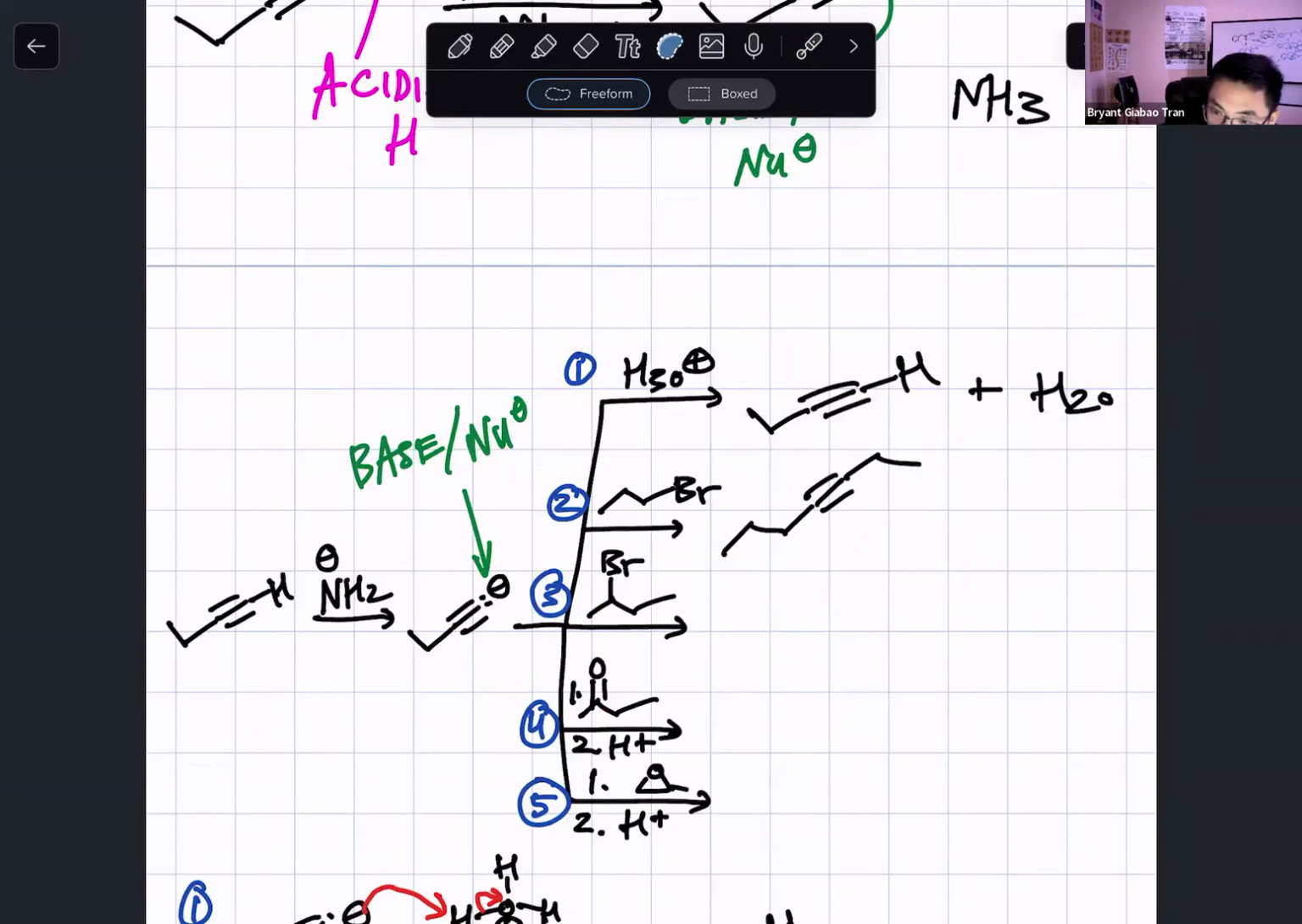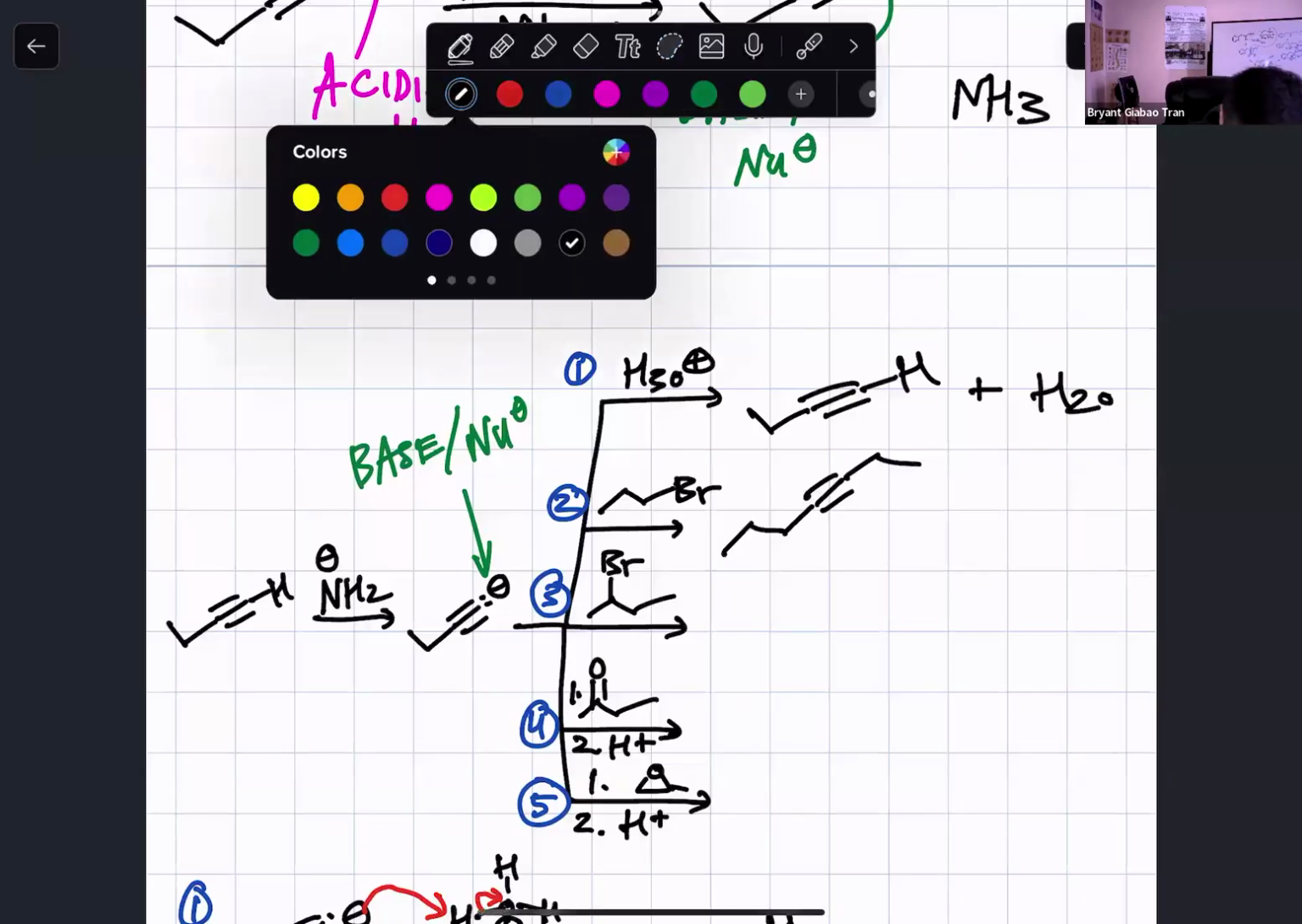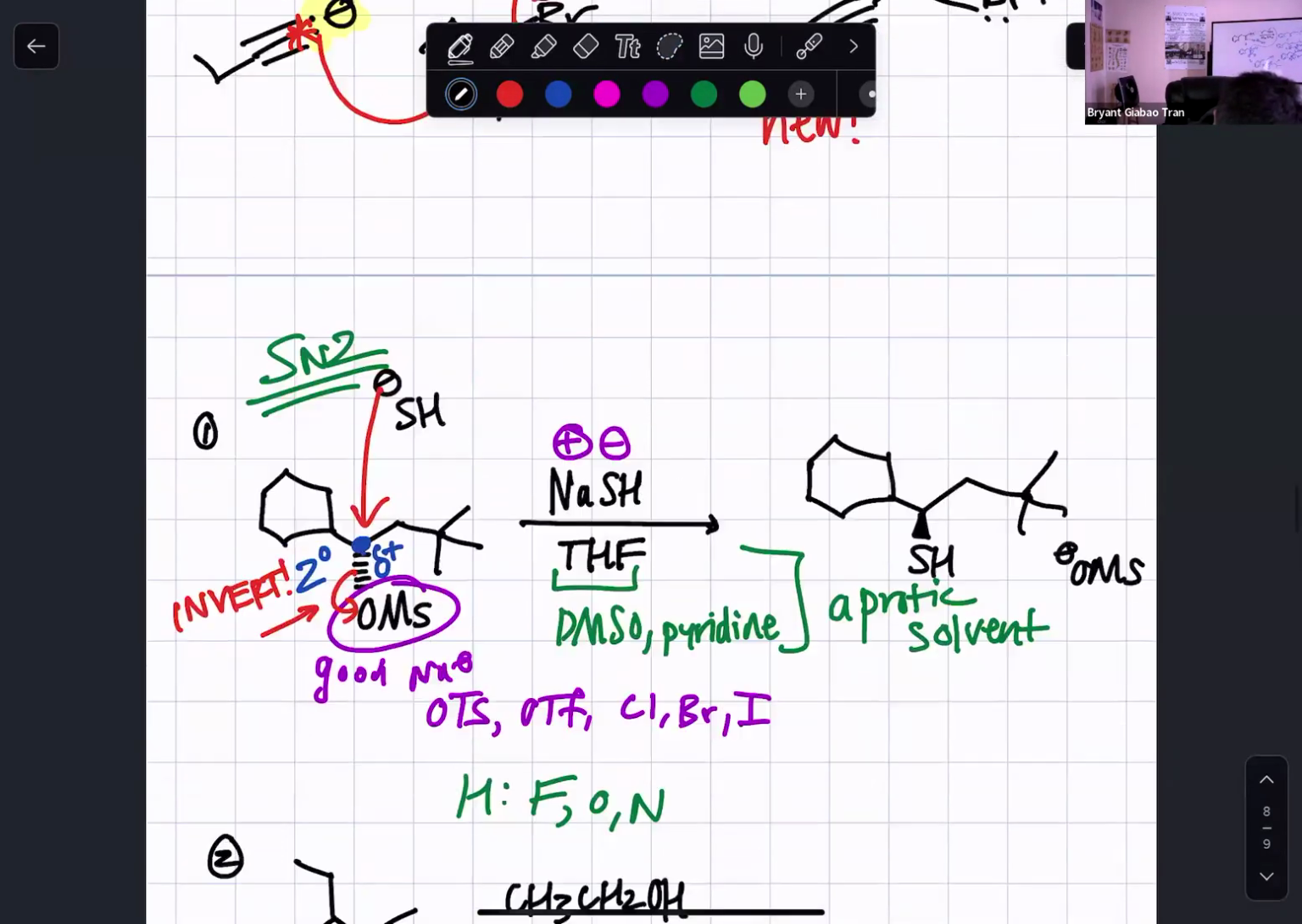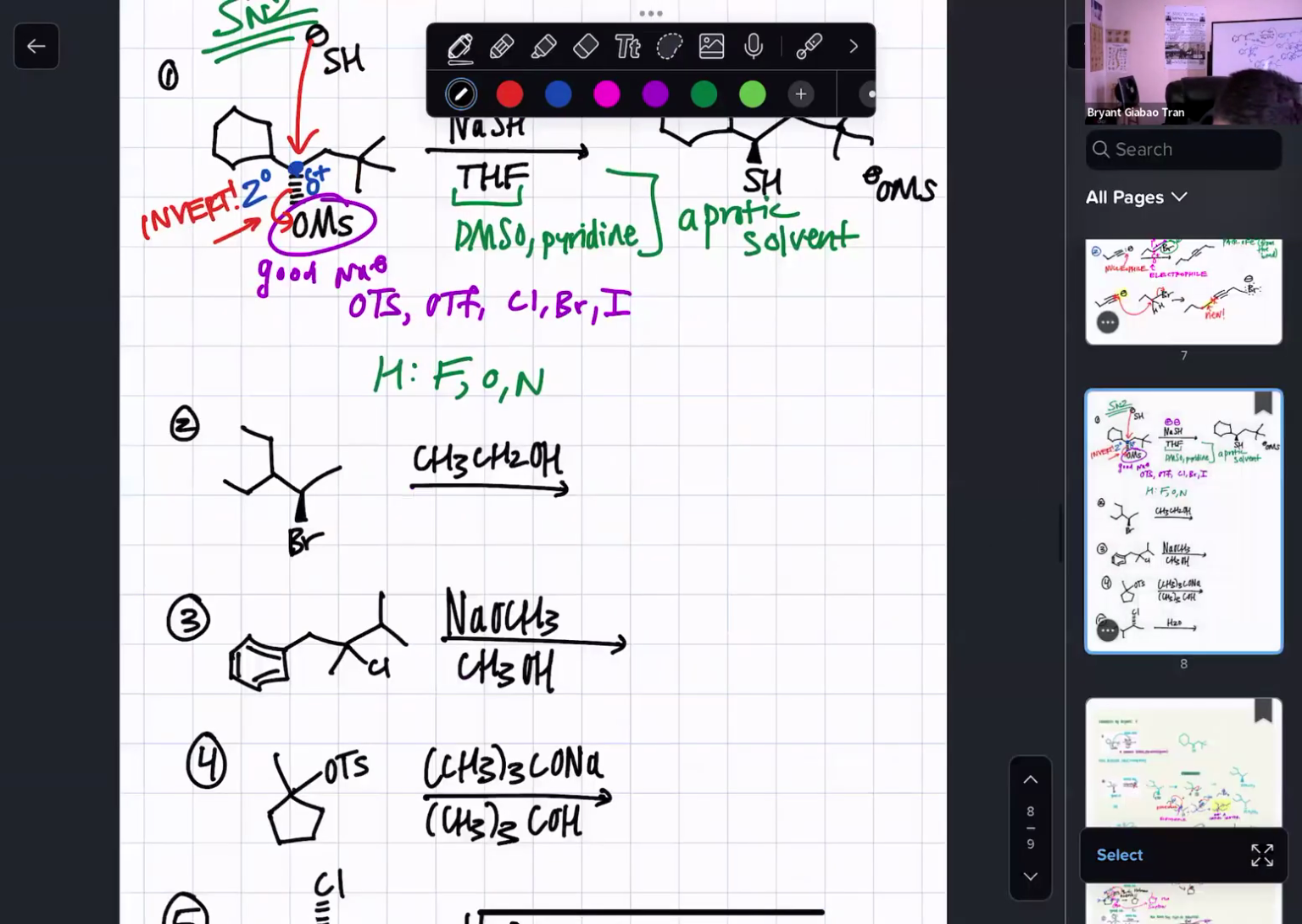Okay. Now let's move on to the next one with the secondary substrate. Secondary substrate here.